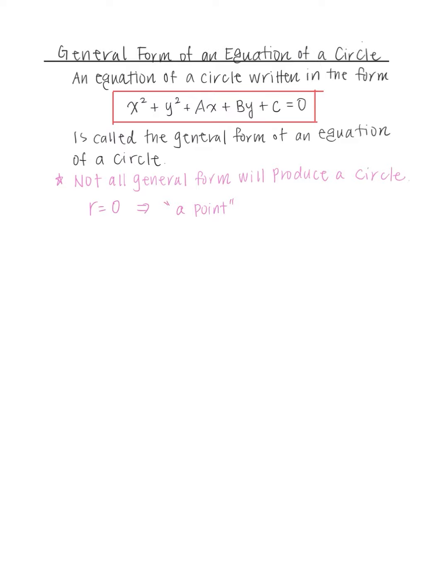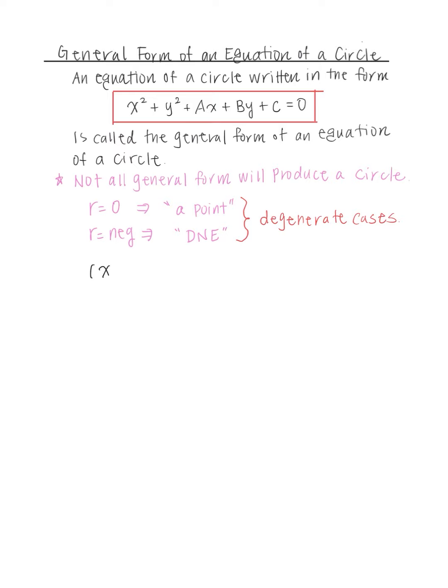Now, can we have a negative radius? I don't think so. So in this case, if r is a negative number, that implies the circle does not exist. DNE means does not exist. And if we get one of these cases, we say that those are degenerate cases. Before we do a concrete example, let's take a look at this.